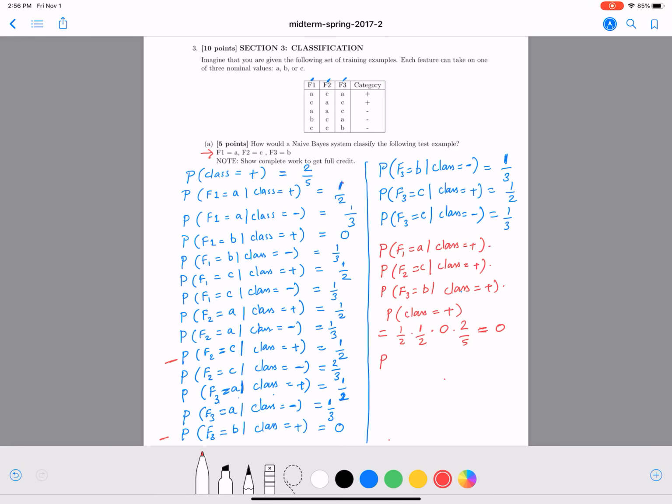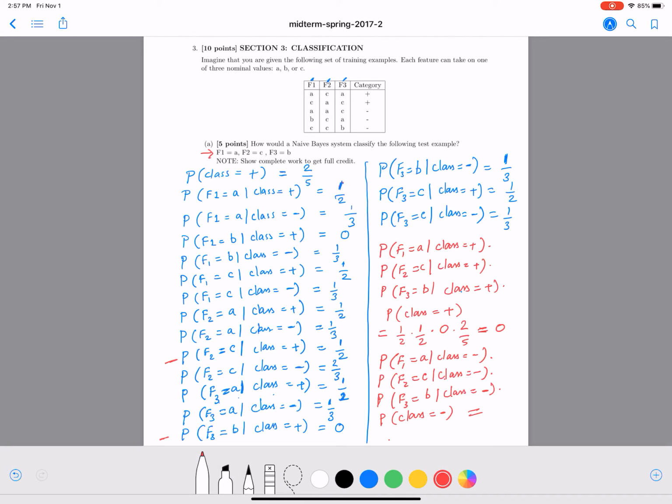Now to calculate the other one, probability of f1 equal to a, class equal to minus, probability of f2 equal to c, class equal to minus, probability of f3 equal to b, class equal to plus, sorry, class equal to minus, times probability of class equal to minus.